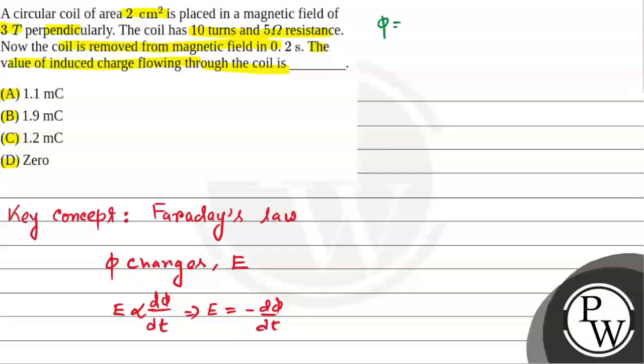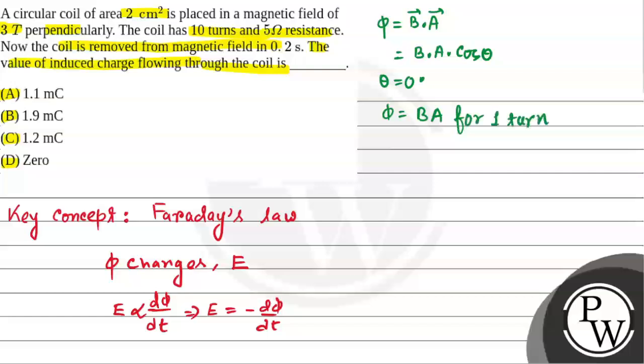We know that phi, that is magnetic flux, equals B vector dot A vector. B vector is the magnetic field and A is the area. So suppose the angle between them is theta. So we get B into A into cos theta. Now in this case, theta equals 0 degrees, so we can say phi equals B into A. Now this is the magnetic flux for one turn, and we need to find the magnetic flux for n turns. So that will be phi equals n into B into A for n turns.